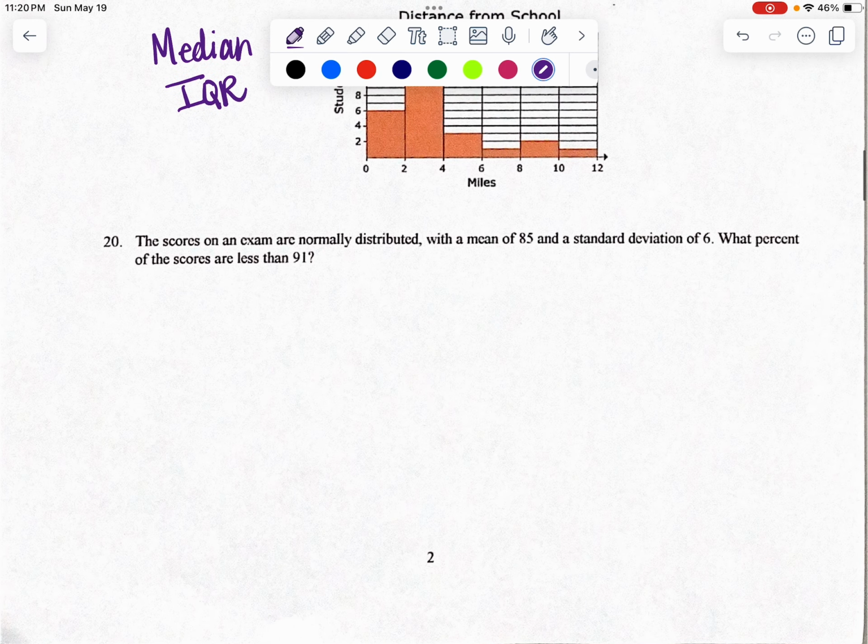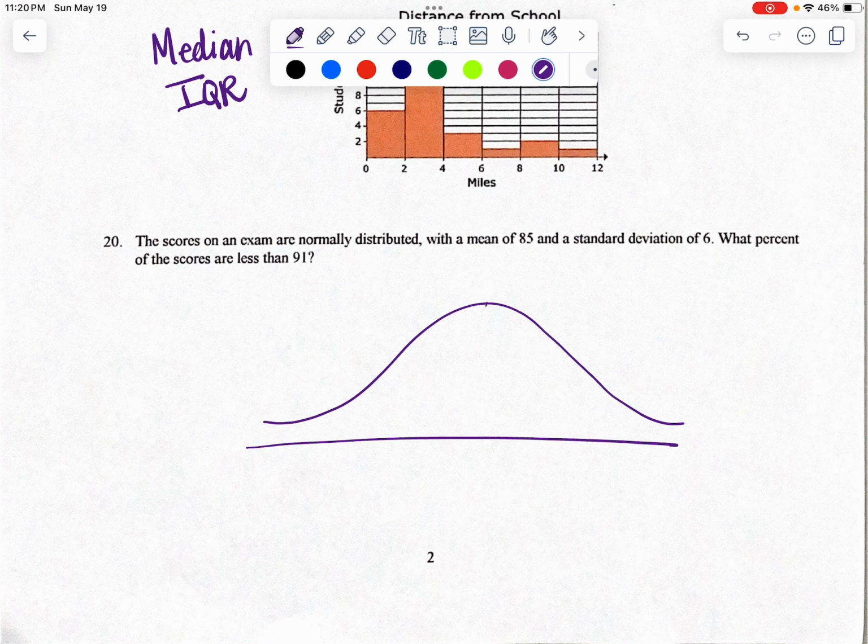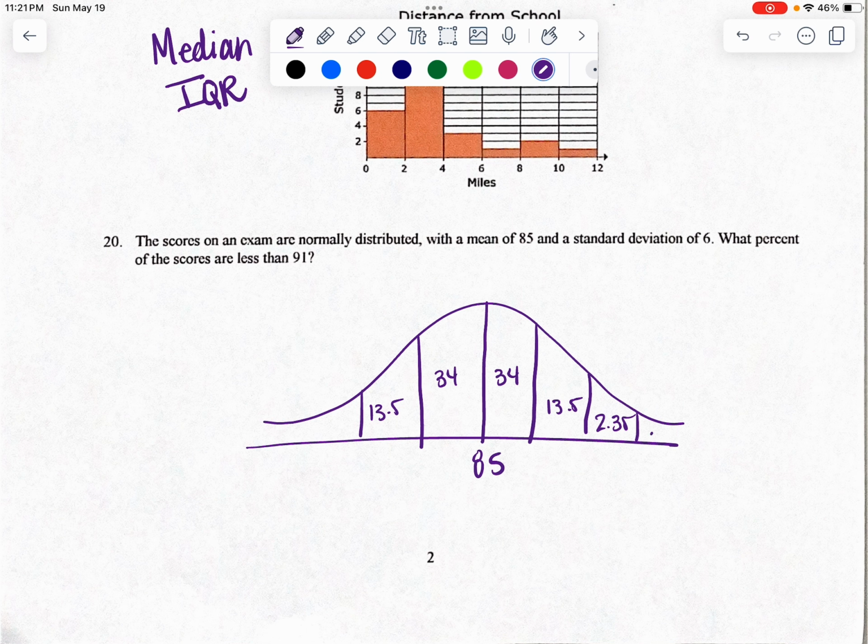And then number 20, you're going to need to sketch the normal curve, which I feel like we should be, again, well versed on. We just got finished doing that. We have our mean, of course, in the middle, is 85. And I'm just going to kind of fill it in as I go. Remember, this was 34, 34, 13 and a half, 13 and a half, 2.35, and 0.15.